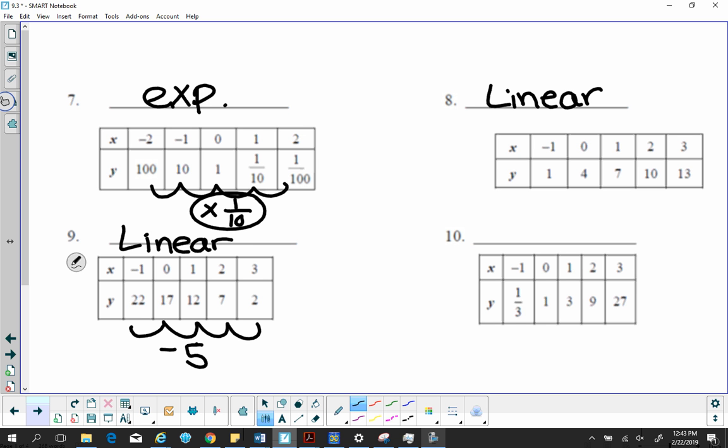And the last one, who can raise their hand and tell me what it is? Naisha. It is exponential. Why would it be exponential? Because it's multiplying. Well, it is multiplying by 3. Perfect. So the first thing we're doing today is just writing down if it's exponential or linear.